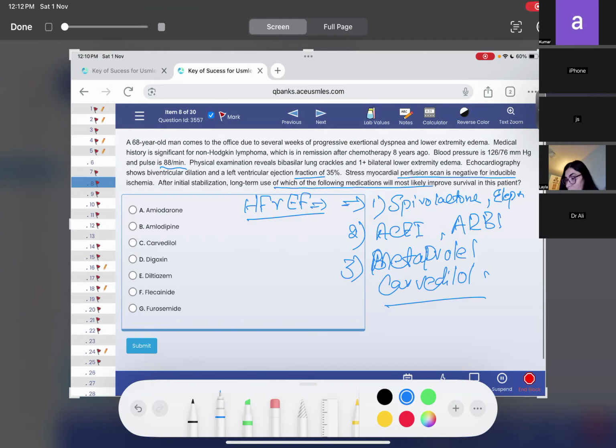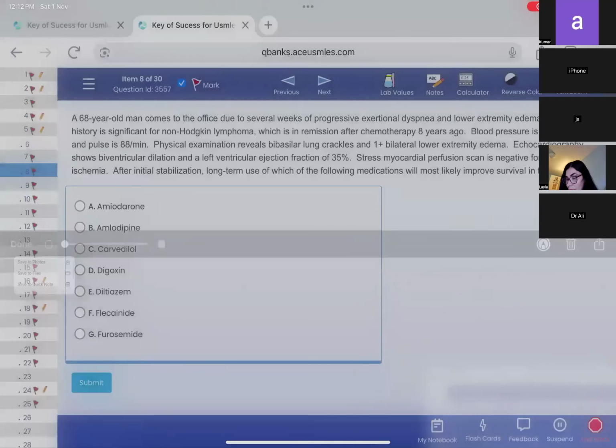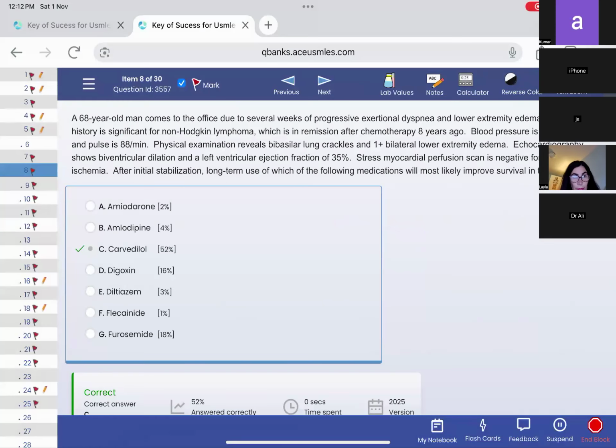So in this option, which medication is usually present in the question? Option C, excellent. So we are going to go with option C and then discuss it. So good. So it is a carvedilol.